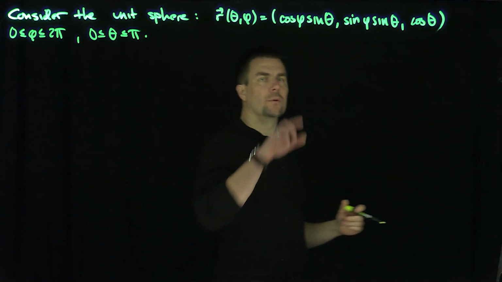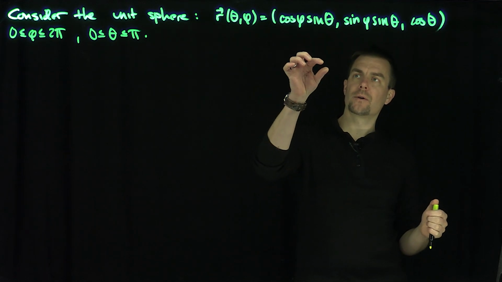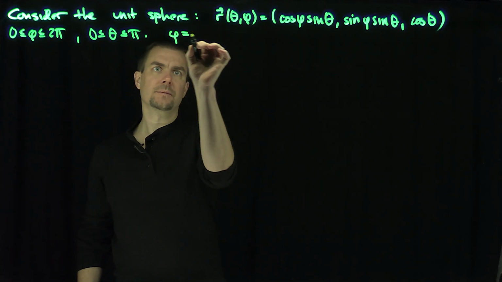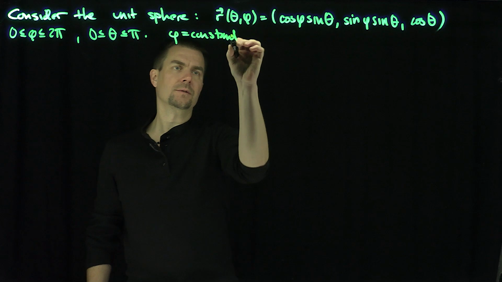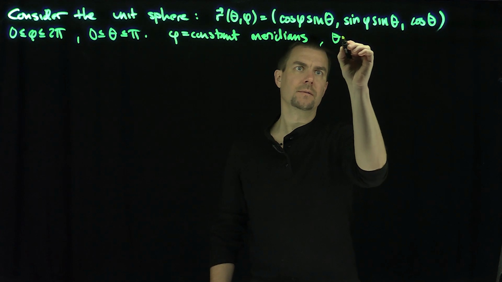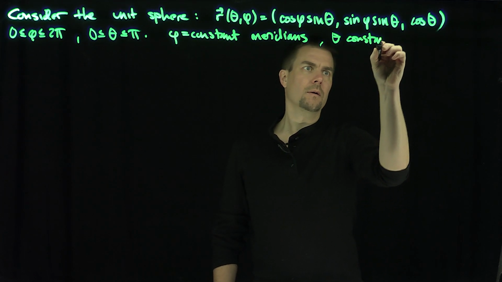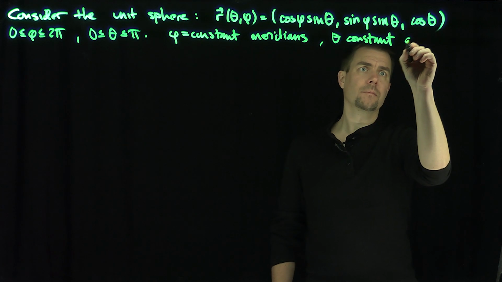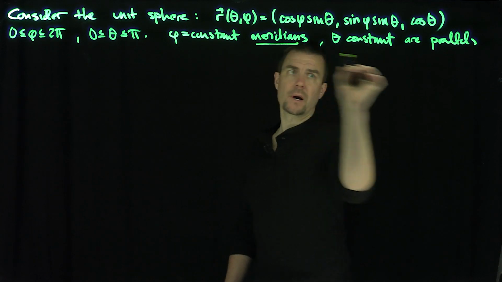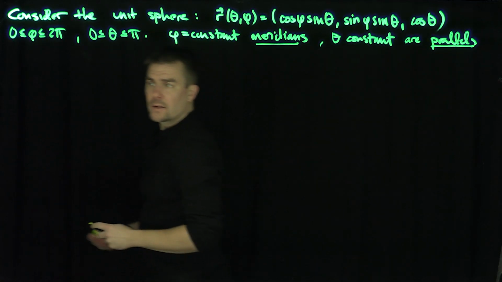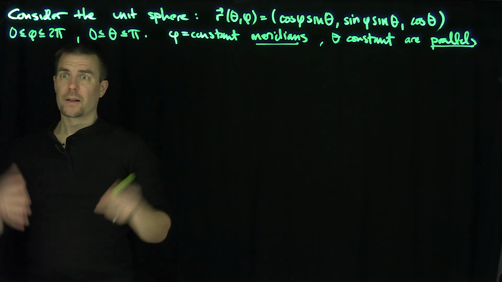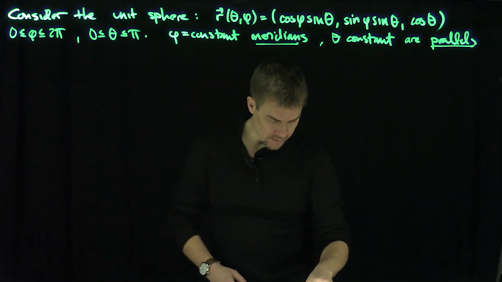And so of course what happens over here when we have a constant value of phi, then that means we're on a meridian, right? So when phi is constant, those are the meridians, and theta constant are the parallels. So we have meridians and parallels. Of course the meridians are like the longitudes, and the parallels are the latitudes, in more standard parlance of globe geometry in that situation.